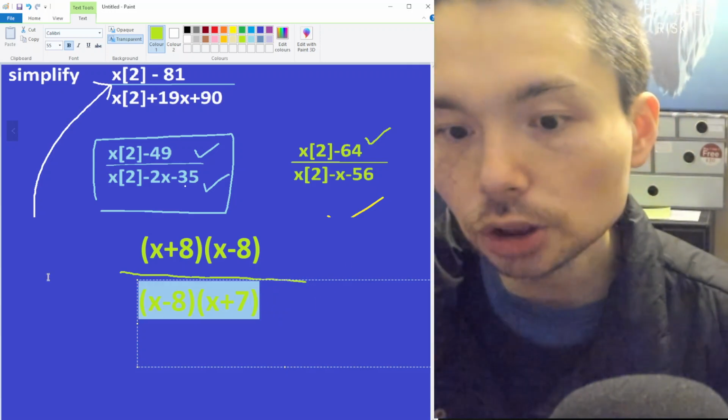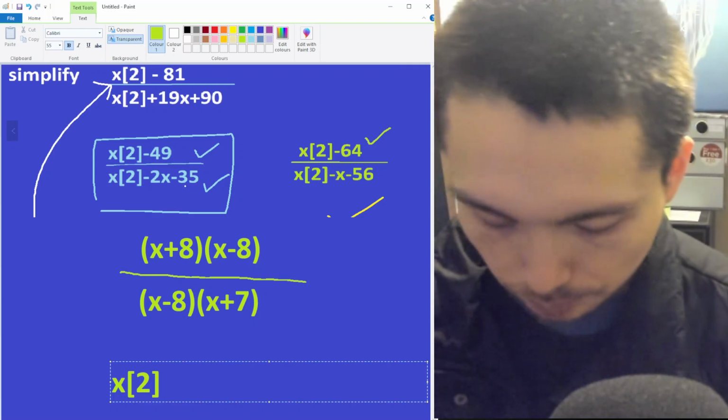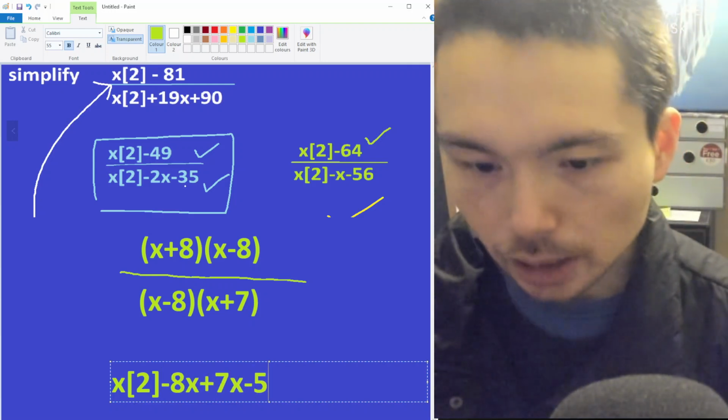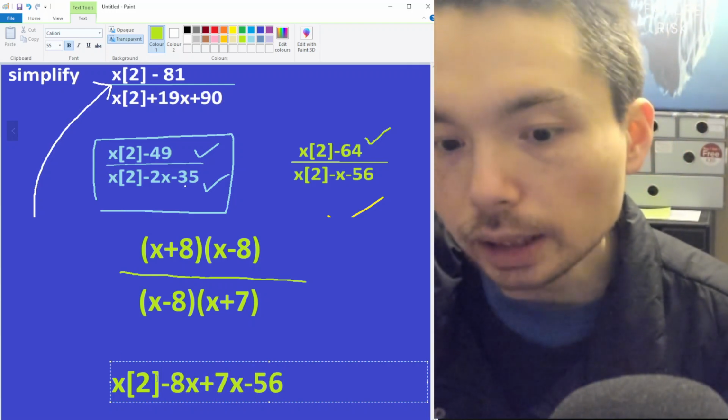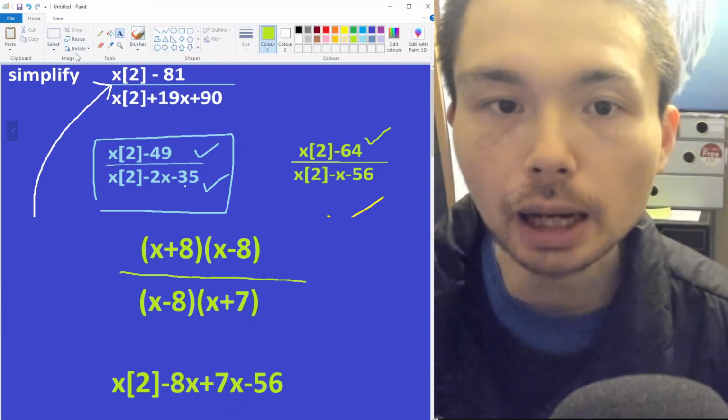And if you're not sure, let's just expand that bottom again. Expand the denominator, x squared minus 8x plus 7x minus 56. Look at the middle terms, you collect them. Minus 8x plus 7x equals minus 1x, and that matches here.